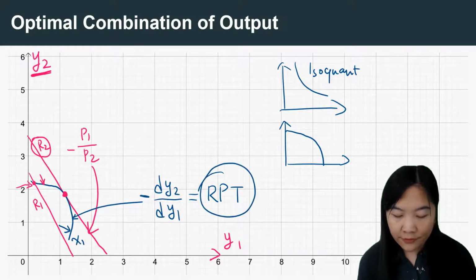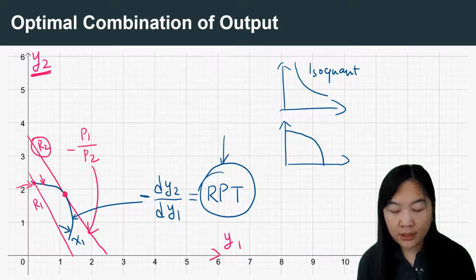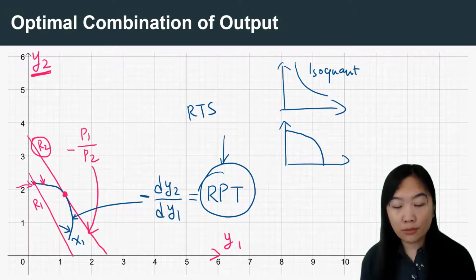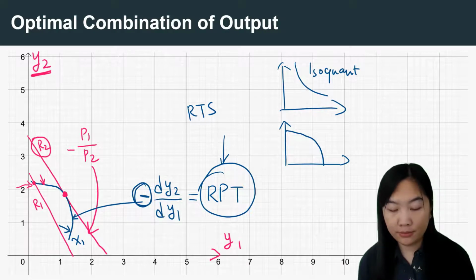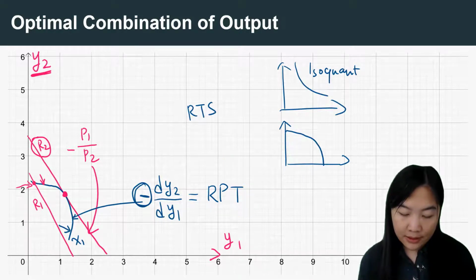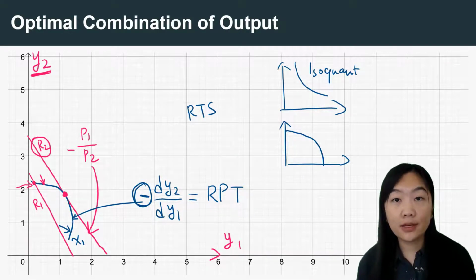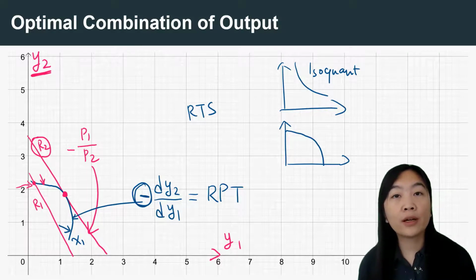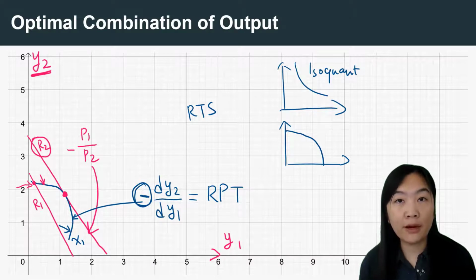However, we usually prefer a positive number for the rate of product transformation or rate of technical substitution. That's why we put this negative sign there, to make sure on the right hand side we're getting a positive number. But again here, the optimality condition is where the slope of the ISO revenue line and the product transformation curve are the same. Or you can say another way, they're tangent to each other. Then that's the point where you will find the maximum revenue for a given level of input.